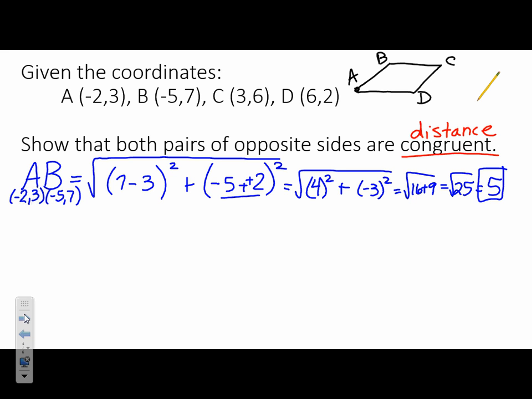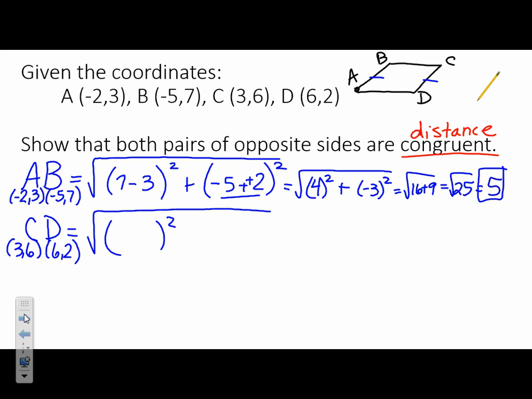Now we need to check CD. Because according to my little picture up here, if AB matches CD, then we have a parallelogram here. So let's do the same thing with my points from C to D here. 3, 6. 6, 2. Here we go. You can do x's or y's first. It doesn't matter. 2 minus 6. 6 minus 3. Plug in those numbers from your points there.